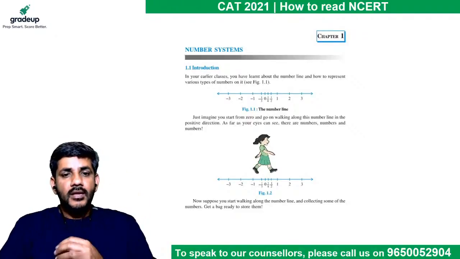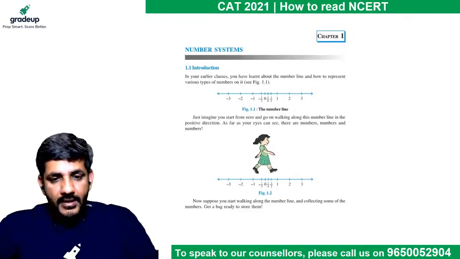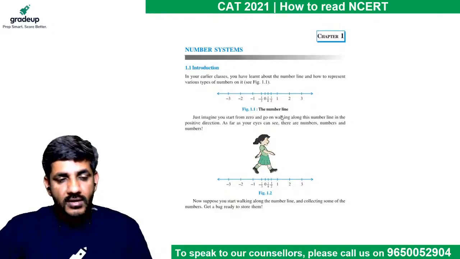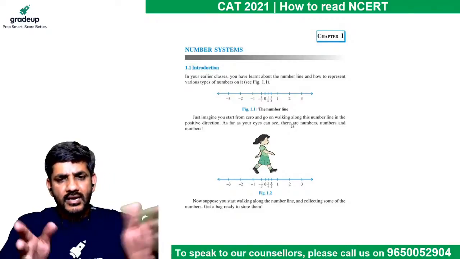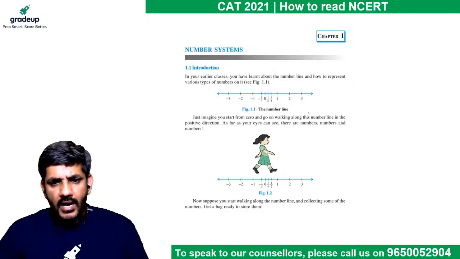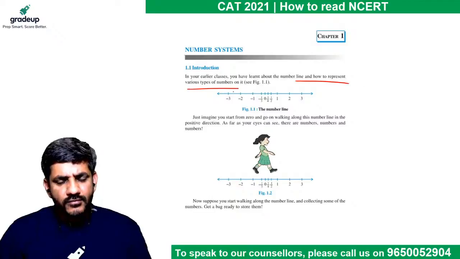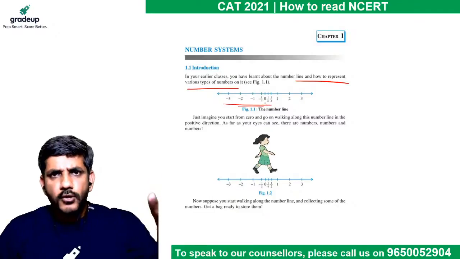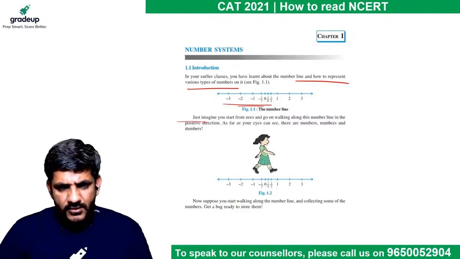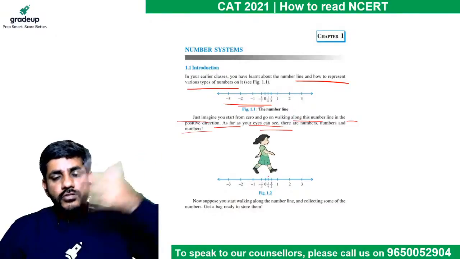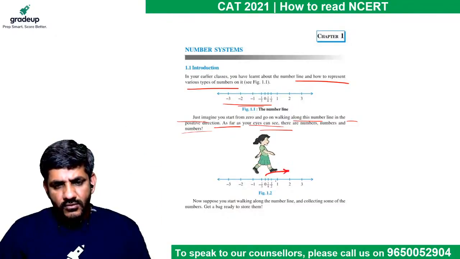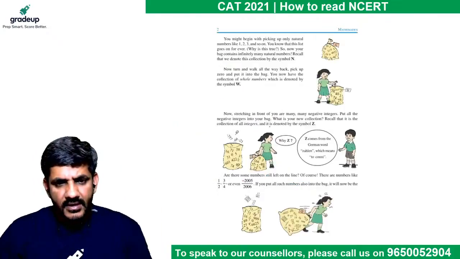Okay, read this. In your earlier classes, how are they teaching us? That is the important part here that I want to tell you. What is he writing? In your earlier classes, you have learned about the number line and how to represent various types of numbers. Probably I know this. If I know this, I'll move forward. Just imagine you start from 0, go on walking along the number line in the positive direction. So he's making you visualize everything. On the right hand side of 0, these are positive things. On the left hand side of 0, these are negative things. I understand. Next page.